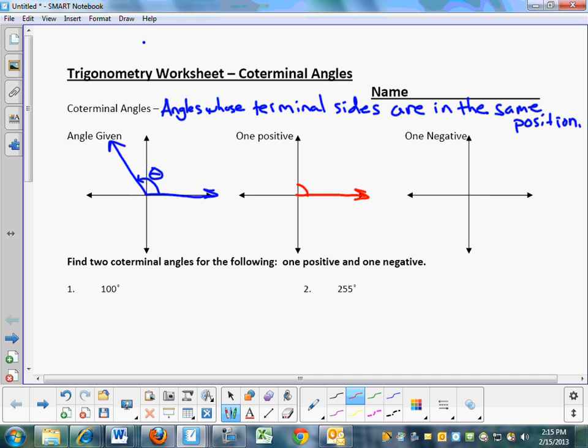And what I'll do is draw it around, and I could stop there, but that would be the same angle as the one I was given. So what I could do to create another one in that same position is go around more than once. So that angle would be theta plus 360 degrees. If I'm working in radians, it would be theta plus, instead of 360, I'd write 2 pi.